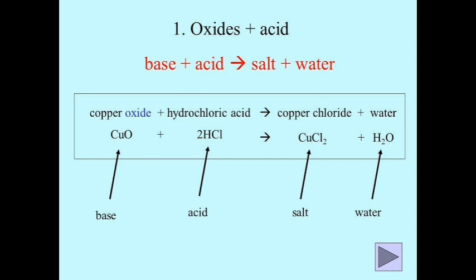This reaction clearly indicates that when a metal oxide reacts with an acid, it forms salt and water. Salt and water are the products of a neutralization reaction. So this reaction is an example of a neutralization reaction.